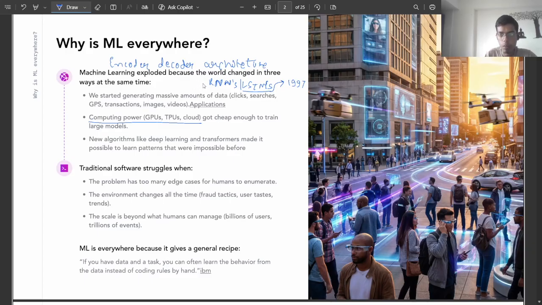Then also the companies tried to gather some of the data for their own analysis. We started generating massive amounts of data through clicks, searches, transactions, and many more applications. And parallelly, some new architectures of machine learning were also being developed. One of the key and innovative ones was transformers. Based on this only, you can see today's GPT and all.